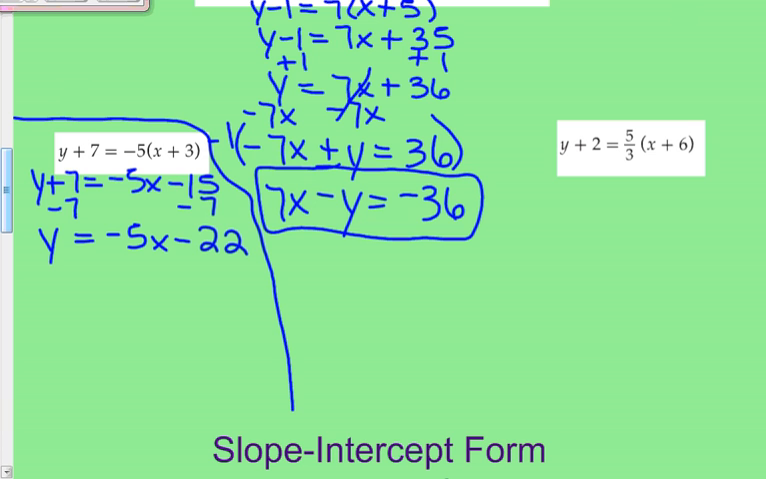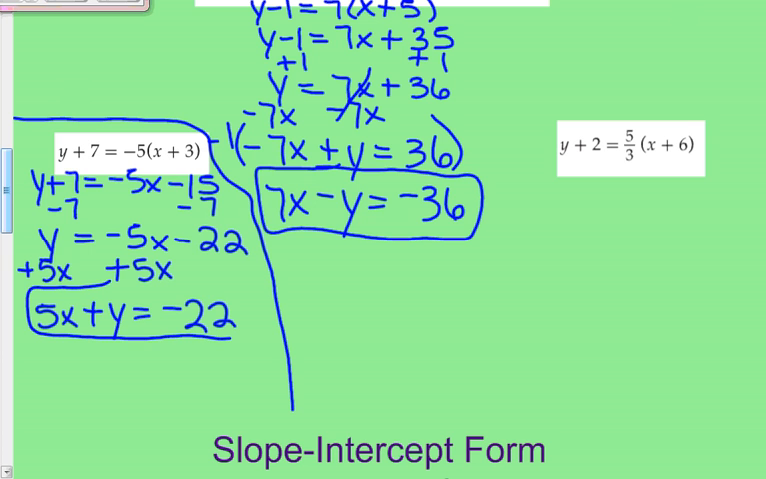Now I'm going to take my x's back to the left because I want this in standard form. So I'll add 5x to both sides. So I'll have 5x plus y equals negative 22. And now this is standard form because my a is positive and my x and y are on the left. C is on the right. Finished.